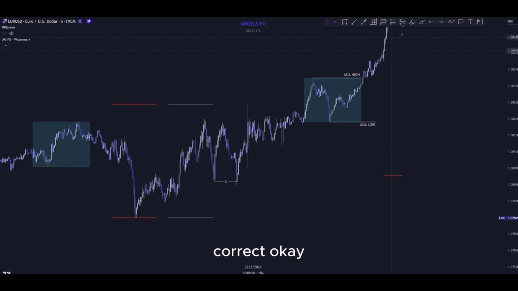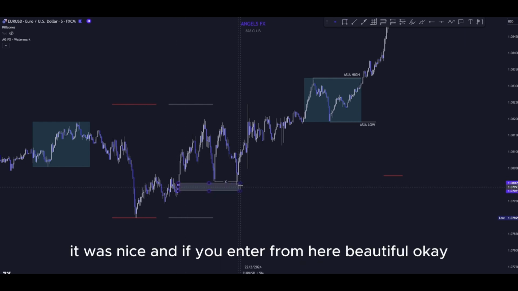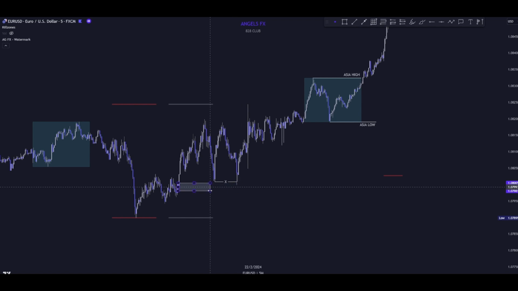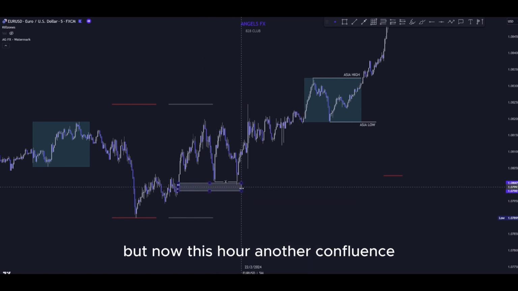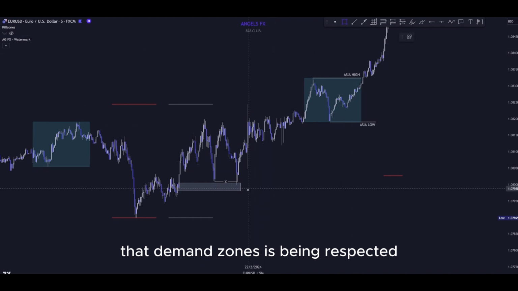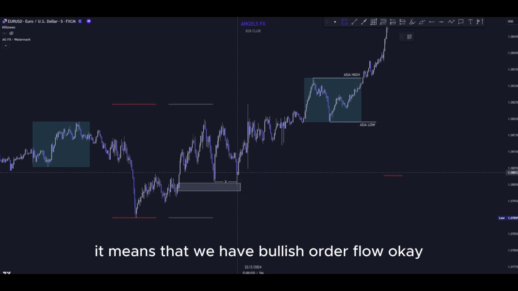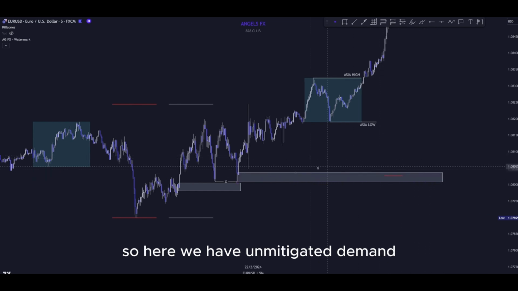Here, correct, okay? Many of you would say here, but this is already mitigated, you can see, okay? It was a nice entry if you entered from here, beautiful, okay? But now, this is another confluence that the demand zone is being respected. It means that we have bullish order flow, okay? So here we have unmitigated demand.